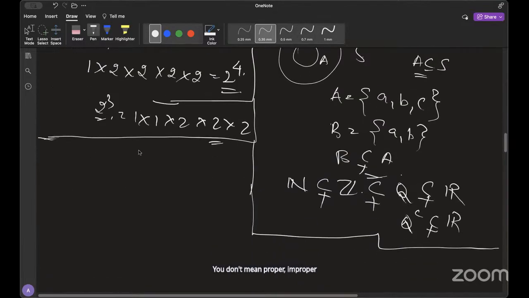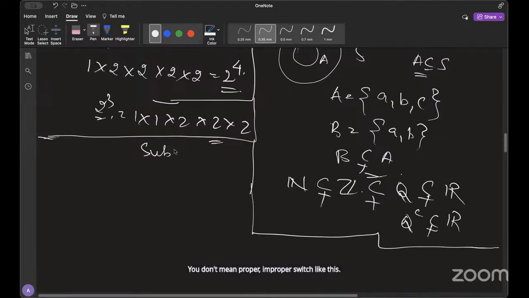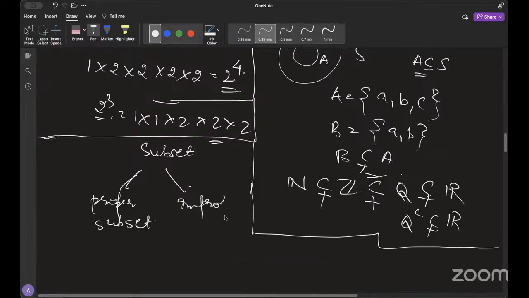So it's like this. We have subset and then we have it categorized in two parts, where one is a proper subset and the other one is an improper subset. Is it fine now? So there is a difference between these two.